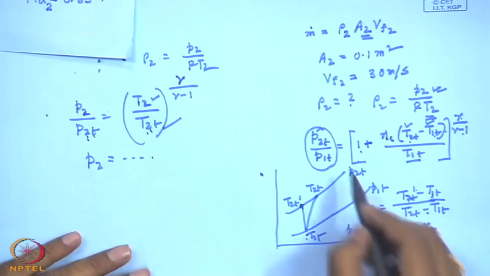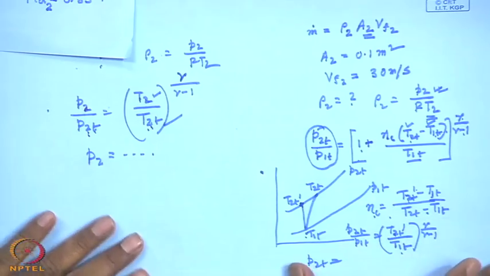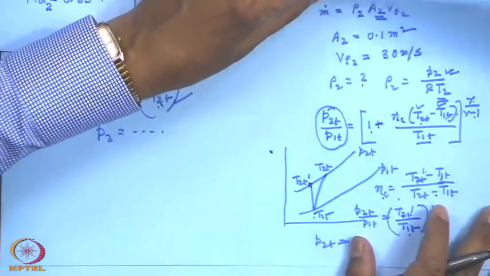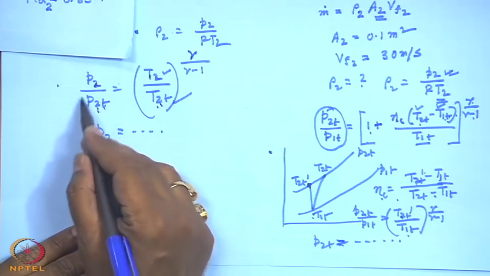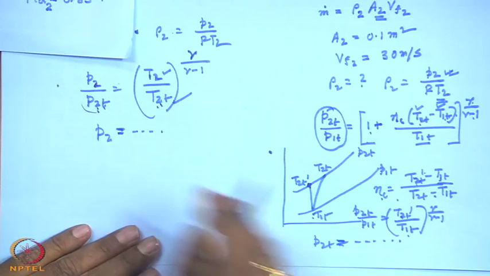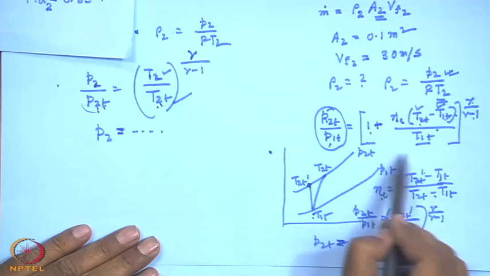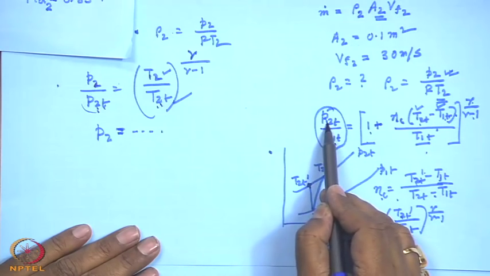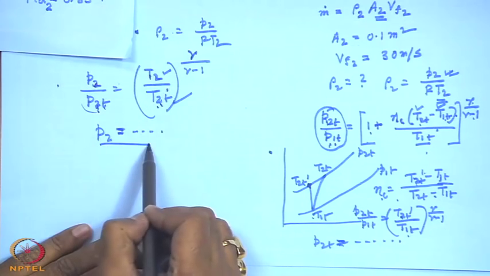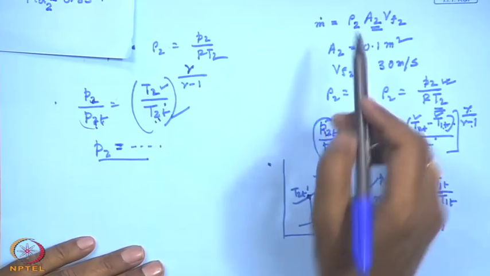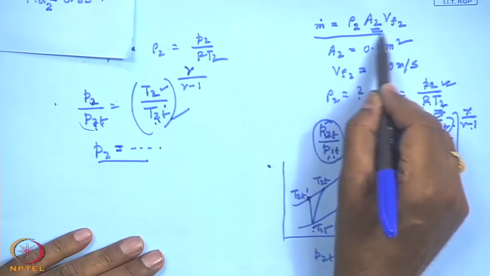You understand? So from here we find P2T, and here we find P2 because P2T is known. So finally P2 is found. First we find the ratio of the total pressure. In terms of this, you know everything: you know P1T, you know P2T. When you know P2T, you know P2 from this equation. When P2 is found, you can find rho 2 from P2 by RT2, and then you can find the mass flow rate.